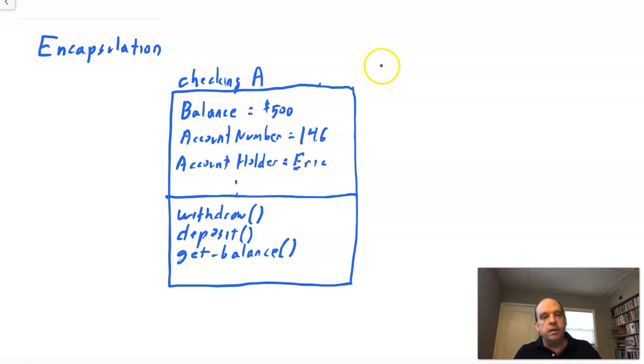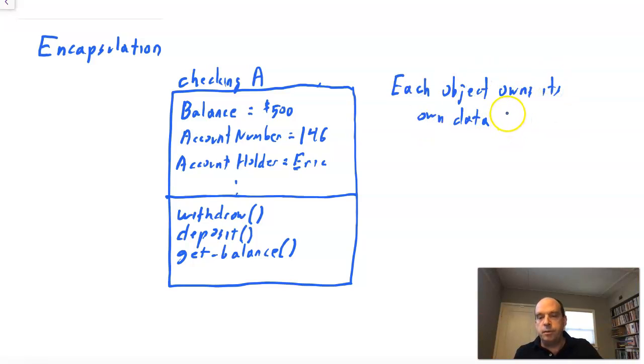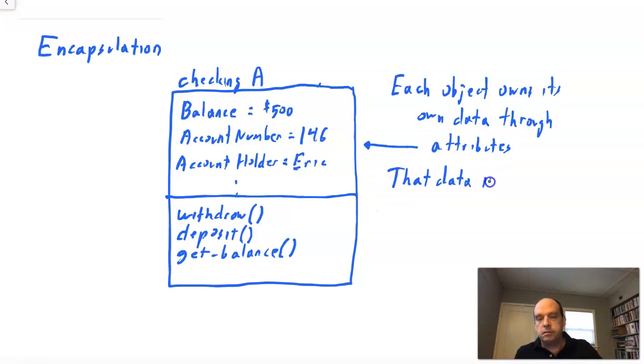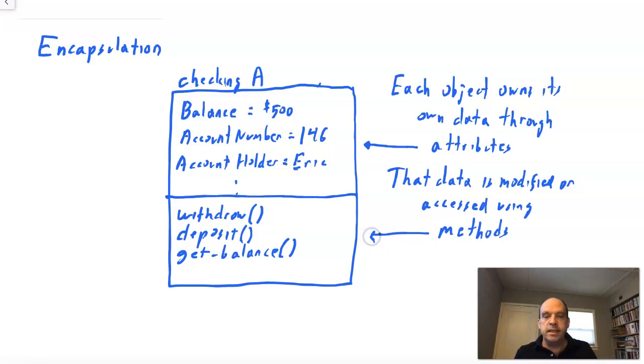So to recap, the concept of encapsulation means each object owns its own data through attributes. And that data is modified or accessed through methods. We say that the data is encapsulated within the object.